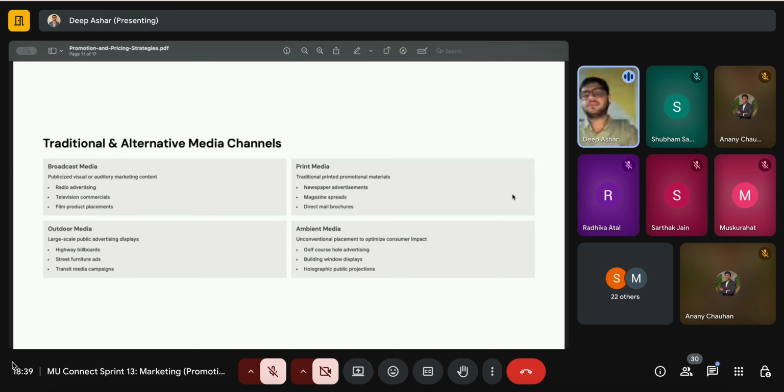Moving on to print media. When we say print media, there are again three major aspects here. We have newspaper advertising, magazine spread, and direct mail. Again, these are very traditional. Very few brands use it today. Effective to an extent when you want a really wide audience, but most of the brands don't kind of adopt it today. It's from a brand to brand basis, and it's very self-explanatory.